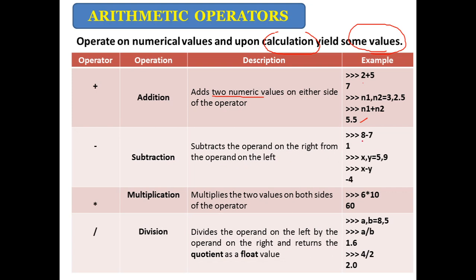Subtraction, one operand is subtracted from the other. Multiplication is shown here. Division returns the quotient. The left operand when divided by the right operand returns the quotient as a float value. The result will always be a float value, whether the numbers are integer or floating point or decimal numbers.